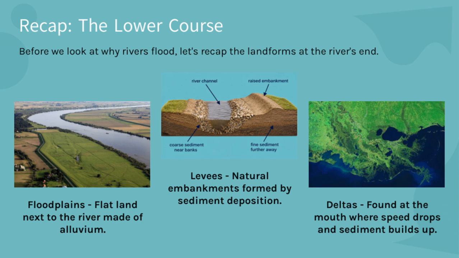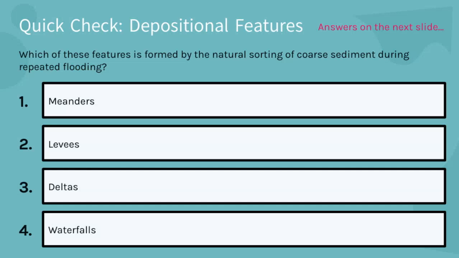These features are important because they remind us that flooding is not unusual for a river. In fact, rivers naturally flood their floodplains. The problem comes when people build homes, roads, farms, and businesses in areas that rivers naturally need during times of high flow. Let's do a quick check.